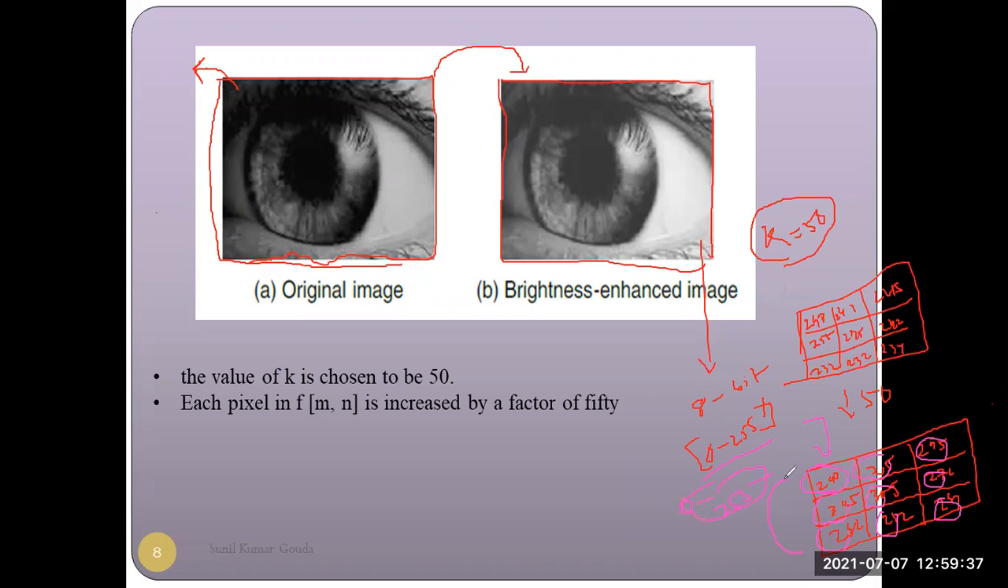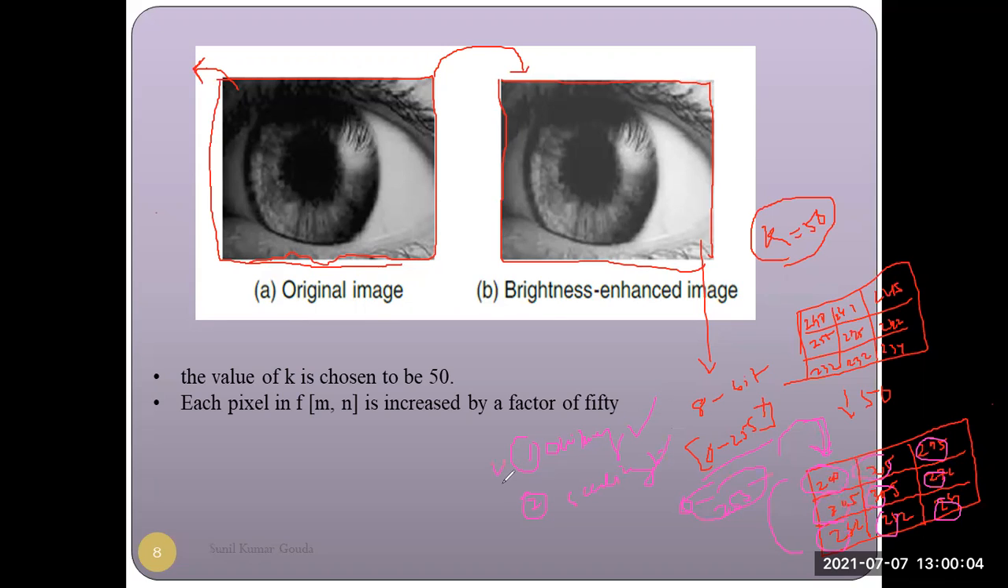So what solution will we have? I cannot store this value. So if the range is going to exceed, we are going to use two methods. One is called clipping. The second one is called scaling.